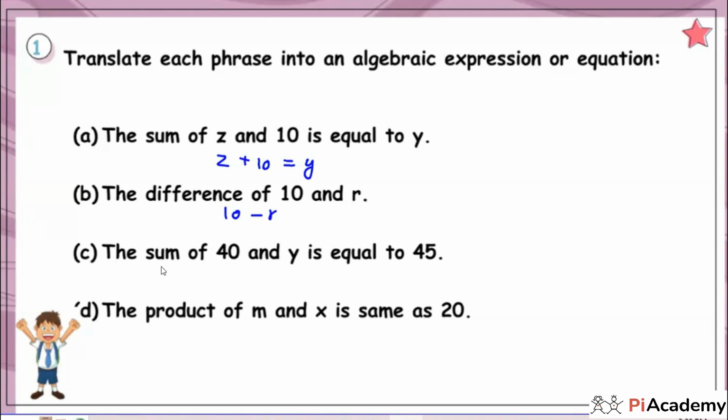Okay, fine. Now the next, sum of 40 and y is equals to 45. So they are saying sum. It means what? This is sum and 40 and y. So I have to put in between the plus sign, okay? And that is equals to what? 45, okay? Now the next thing is what? The product of m and x is the same as 20. So it means you have to multiply m times x and that is equals to 20, okay?